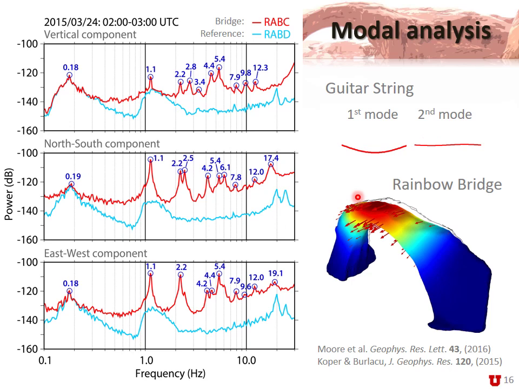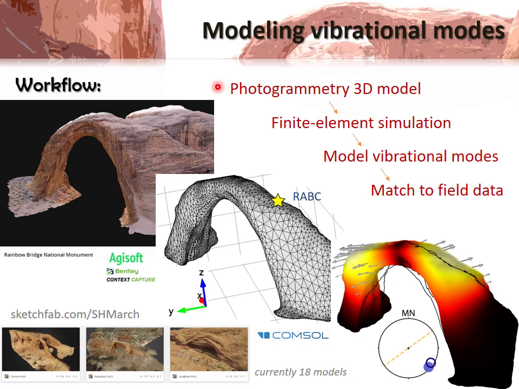Well, it starts with 3D photogrammetry. So we take ground or drone-based images of the arch that we're measuring, and we use Agisoft or Bentley ContextCapture to create a 3D geometric model, a surface model of the arch from this photogrammetry. That model here looks like so, and you can see a bunch of our models here on our Sketchfab account, sketchfab.com/shmarch. You can see those in VR as well. They're kind of fun if you have VR glasses.